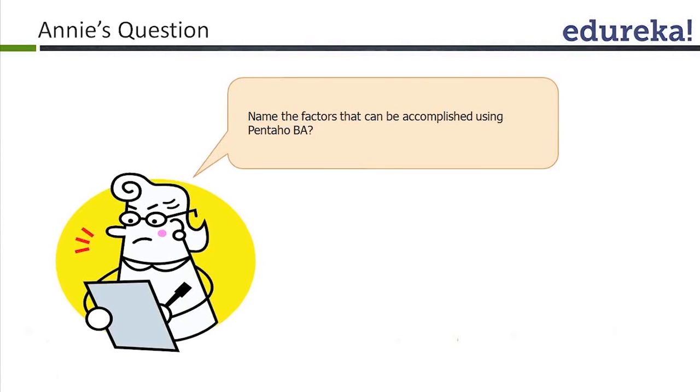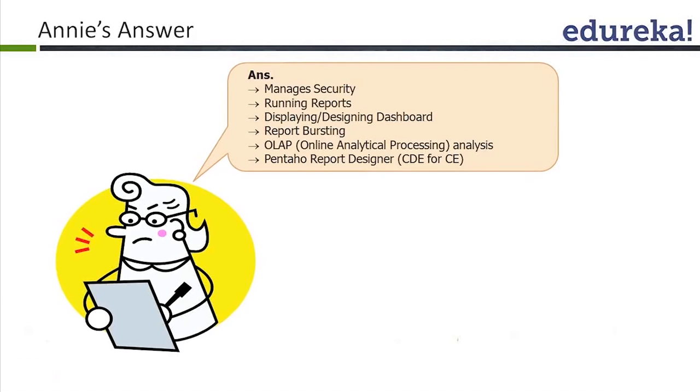Can you name the factors that can be accomplished using Pentaho BA? These are the major factors offered by the BA server: security, then running reports. You can publish the reports and make them available to end users, displaying or designing dashboards. Then you can send reports through emails, report bursting. Then you can connect with OLAP and do OLAP analysis. Then you can do dashboard design using CDE or CDF.